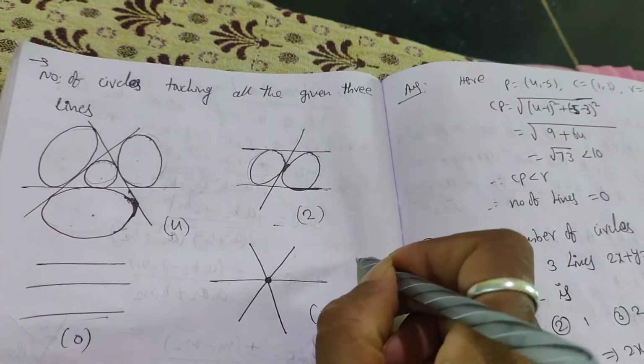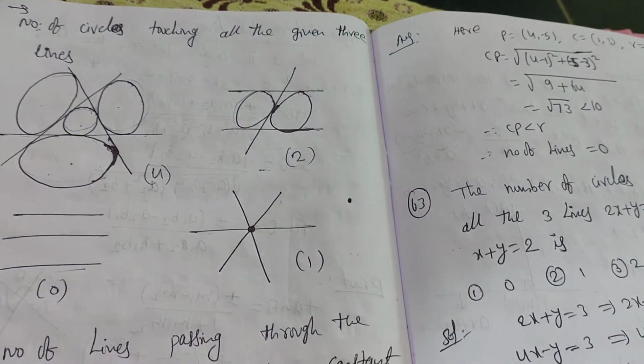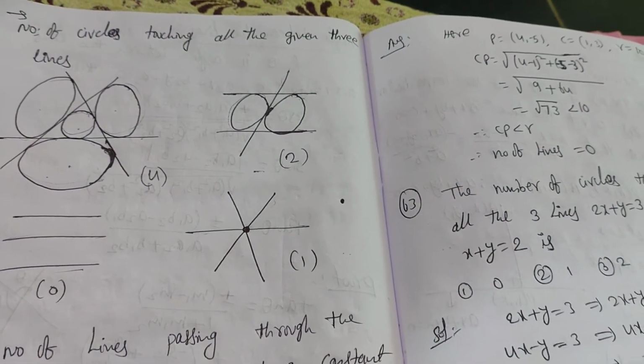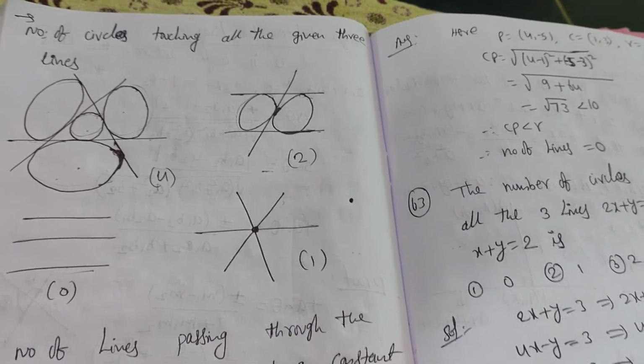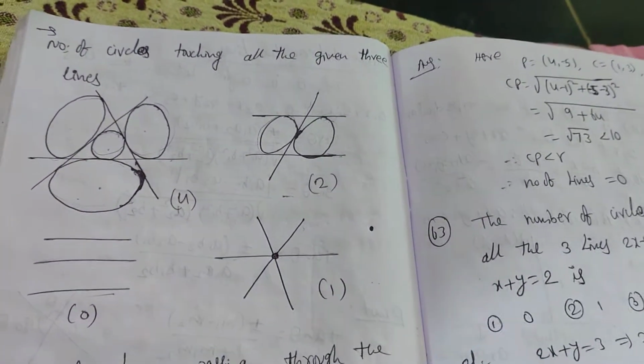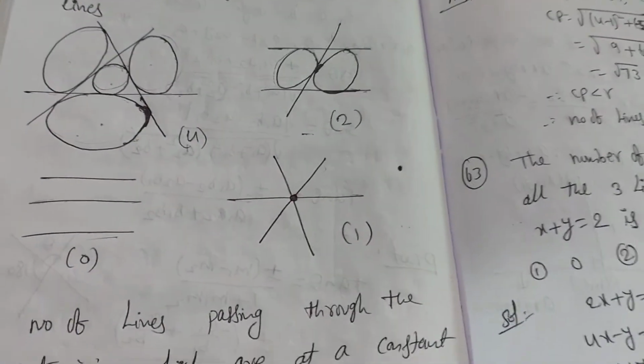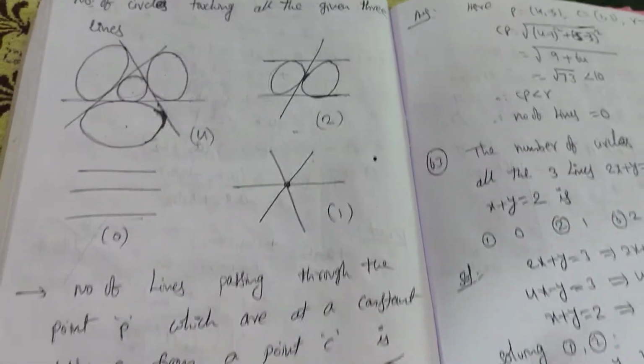A dot is also one circle, that is called a point circle. Radius is equal to 0. Okay, this is called a point circle. So it is 1 point. This is the point circle. This point touches all the 3 lines. So the number of circles is equal to 1.